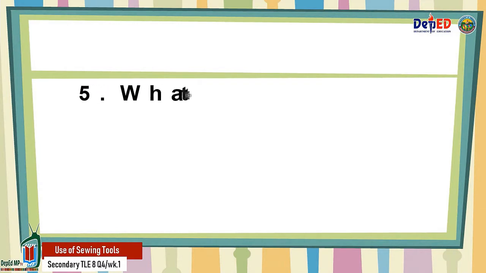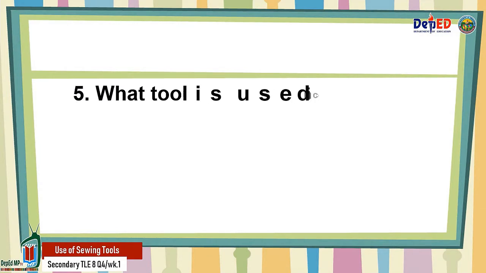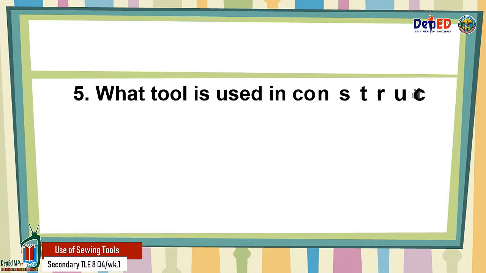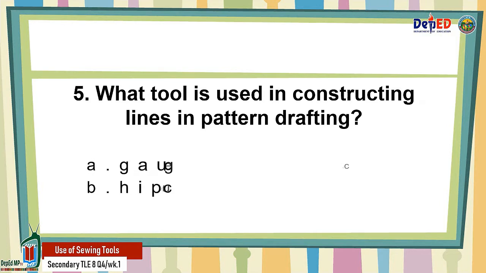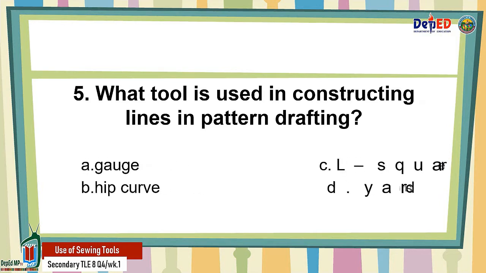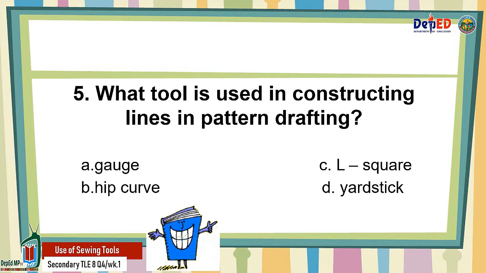Number 5. What tool is used in constructing lines in pattern drafting? Letter A. Gouge. Letter B. Hip curve. Letter C. L-square. And letter D. Yardstick. Please continue answering items 6 to 15.